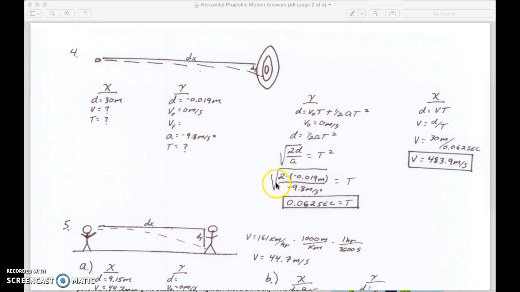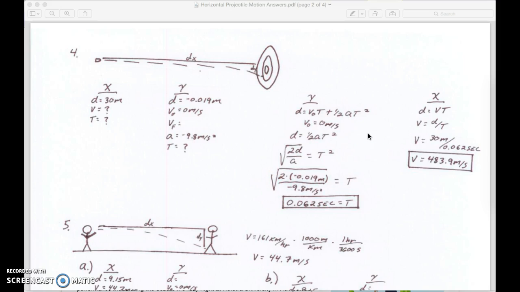I plug in my numbers. Square root of 2 times negative 0.019 meters all over negative 9.8 meters per second squared gives me a time of 0.062 seconds. And it should be a very short period of time because we're talking about how long it takes a bullet to hit the target, and it's only about 30 meters away.